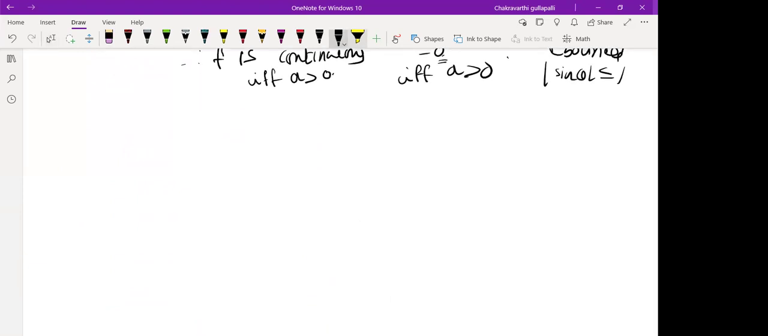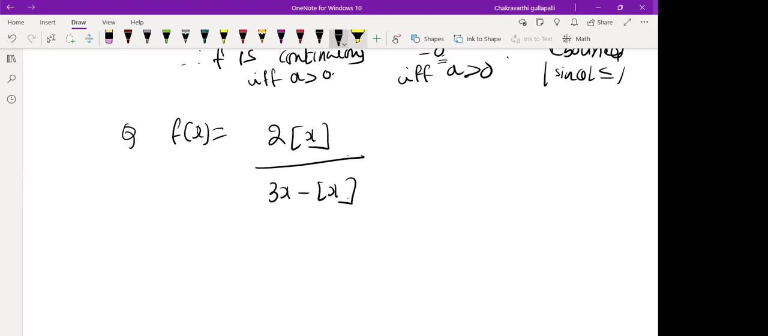So we have completed continuity and types of discontinuities. I would like to discuss one more question if you are interested. However many I do, the question which will be given to you will be f of x equal to 2 into mod x by 3x minus mod x. Discuss continuity at x equal to minus 1 by 2.